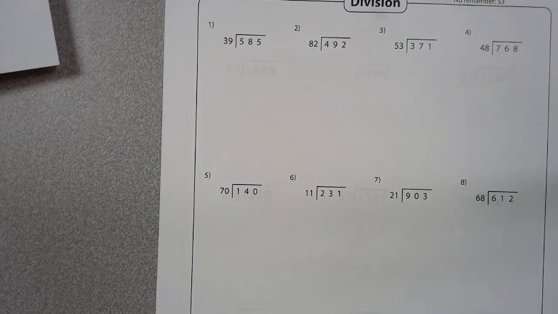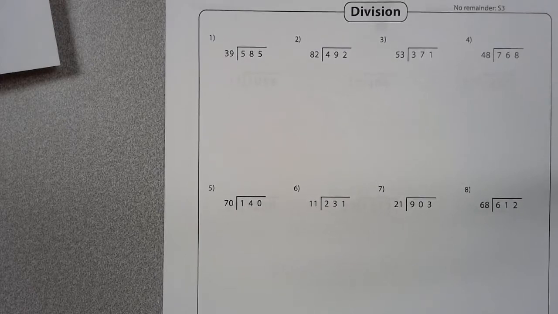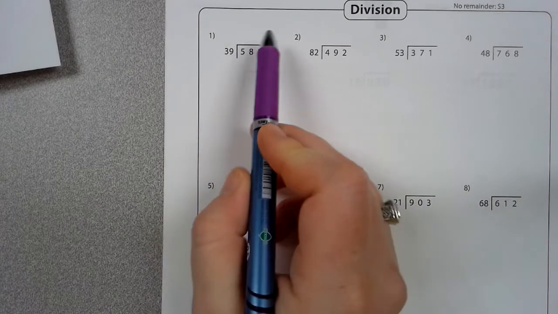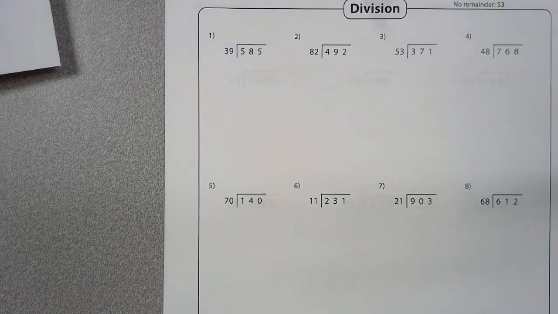Okay, so I have 585 divided by 39. Now, remember, this is called the dividend. This is called the divisor. This up here is called the quotient. I'm telling you this multiple times because next week you're going to have an interactive little assignment to do where you're going to have to label and construct division problems. So remember that, okay?